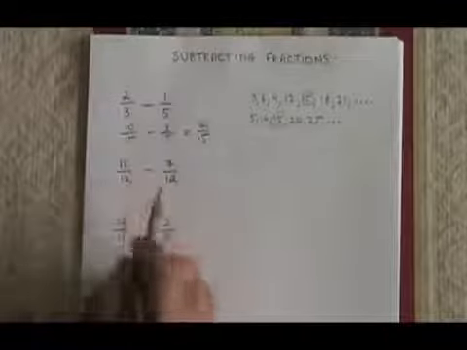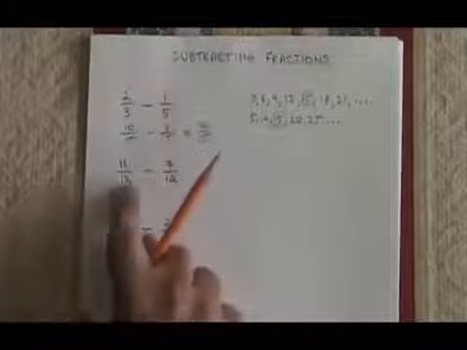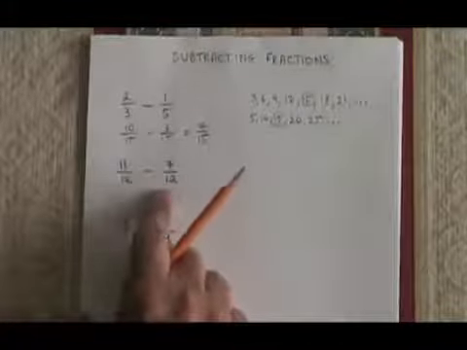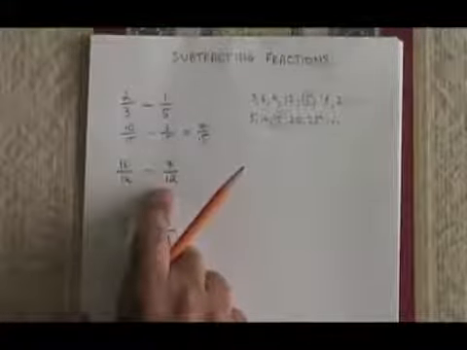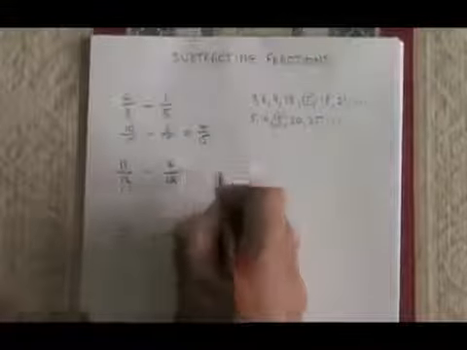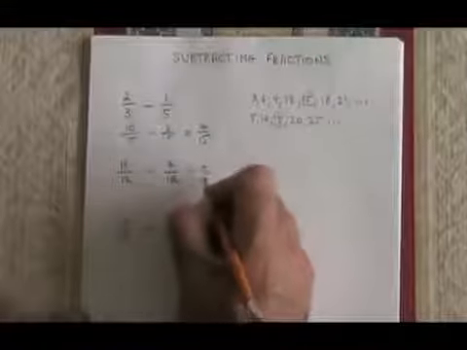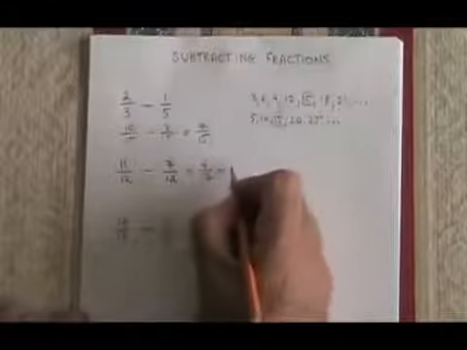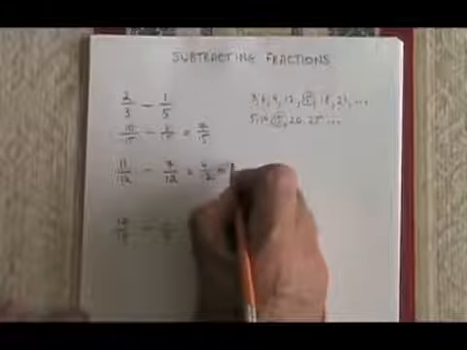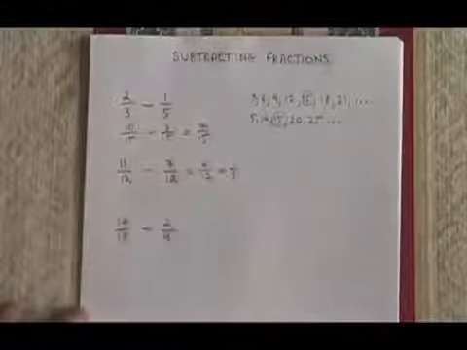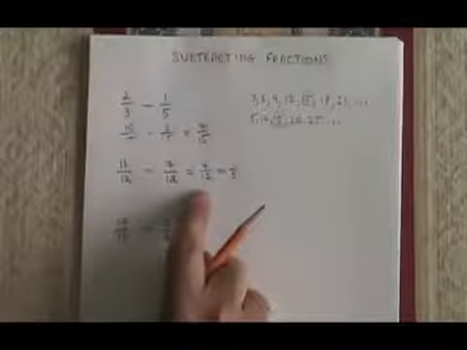Here we have 11/12 minus 7/12. Well, our denominator happens to already be common. So we have a really easy one here. We can just answer the question. 11 minus 7 is 4. Our answer is 4/12, which reduces, if I divide top and bottom by 4, into 1/3. Not always so easy though.